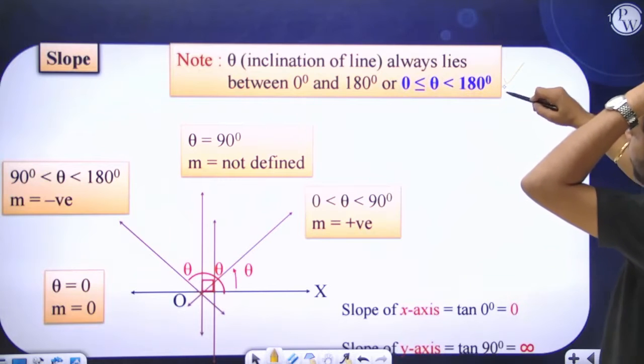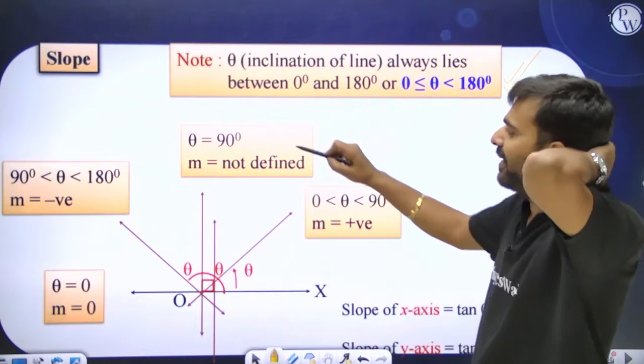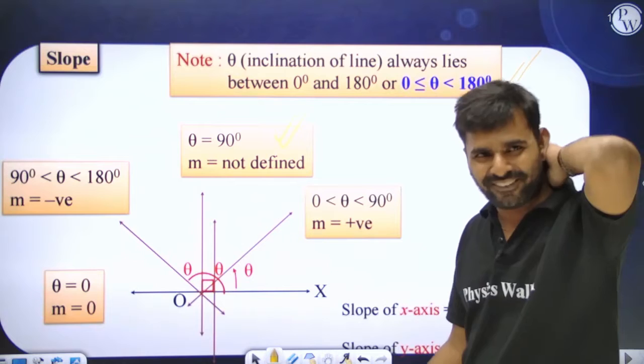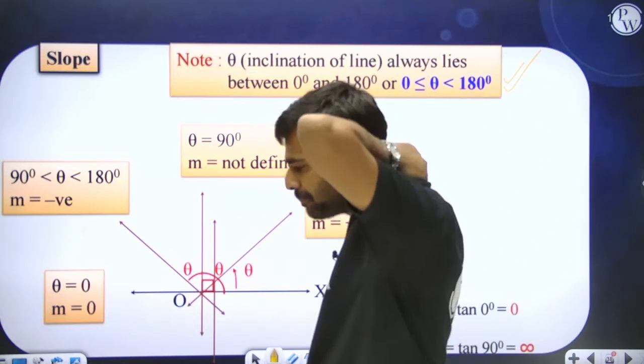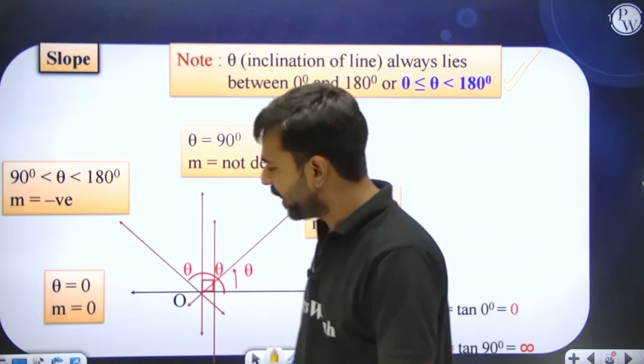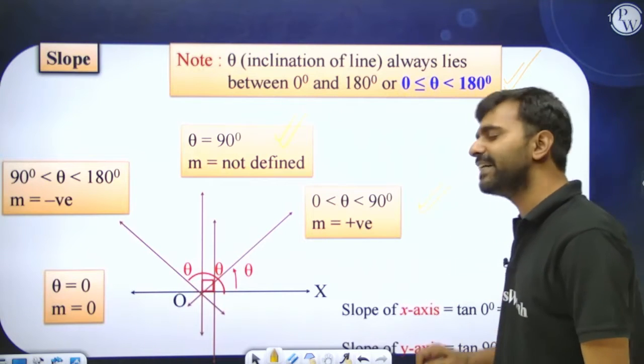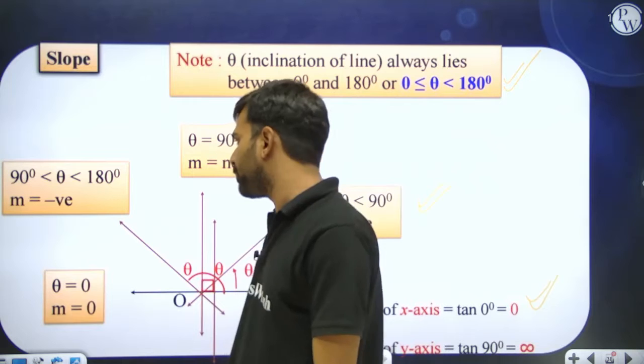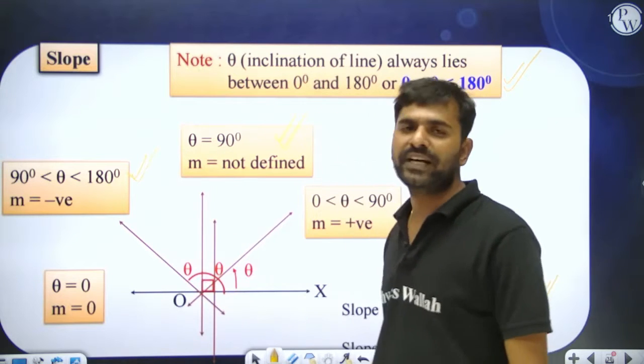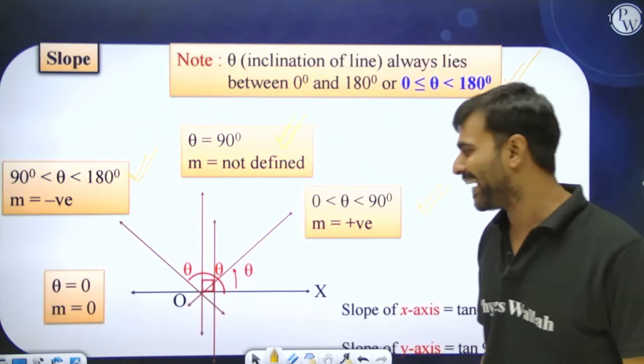So the angle of inclination goes from 0 to 180 degree. Whenever theta is 90 degree, m is not defined. So for a line parallel to the y-axis, slope is not defined. If a line is parallel to the x-axis, then the slope is 0. If the angle of inclination is between 0 to 90 degree, then the slope is going to be positive. If the angle of inclination is between 90 degree to 180 degree, the slope is going to be negative.